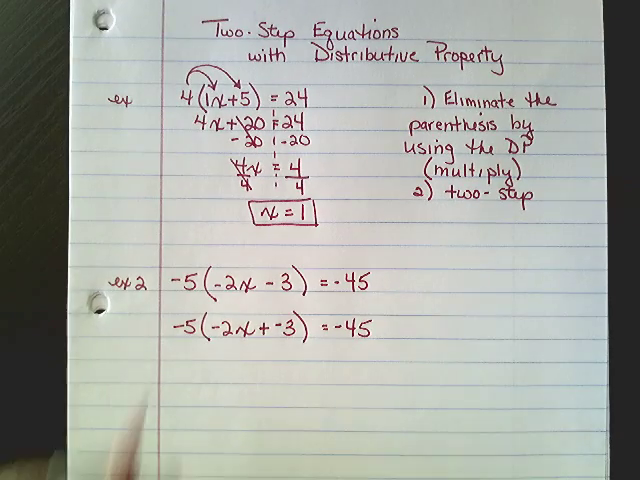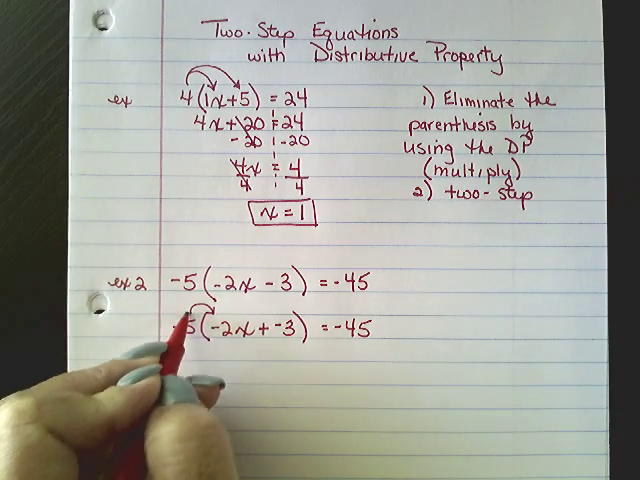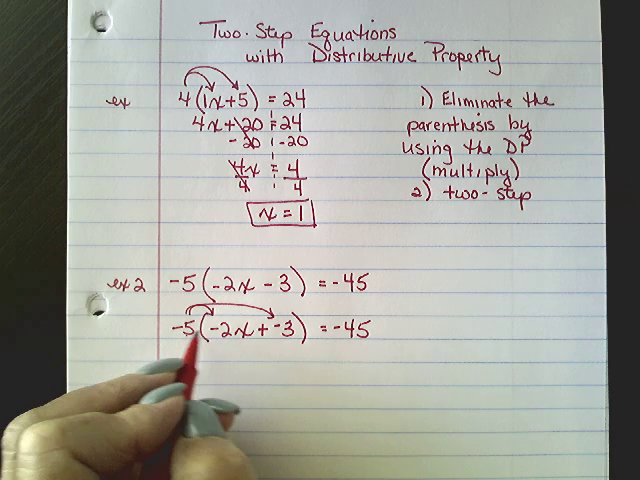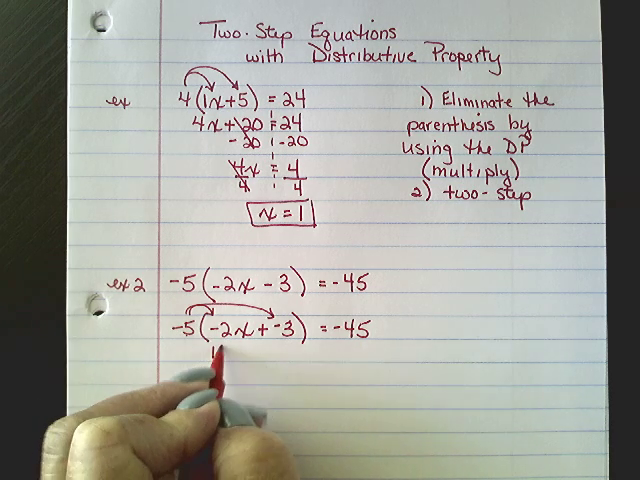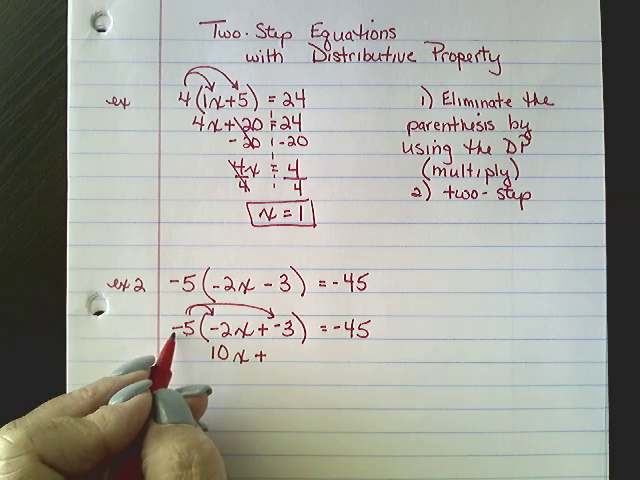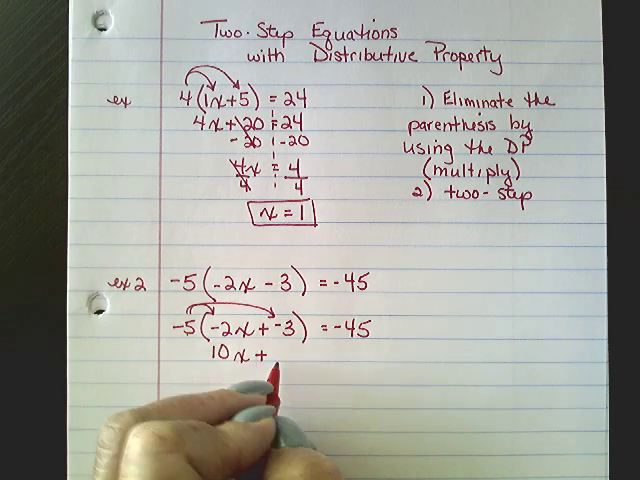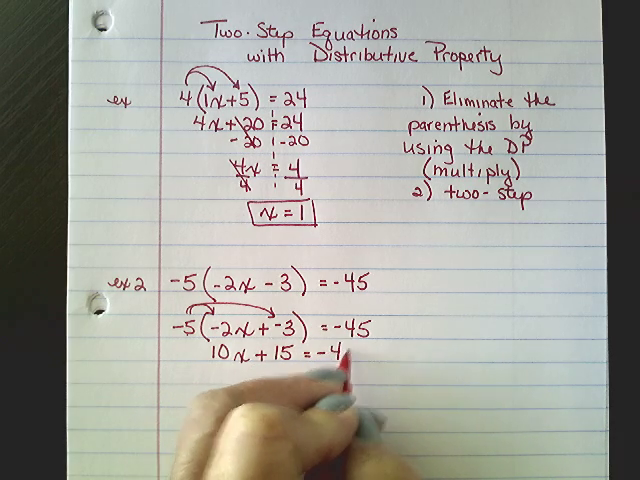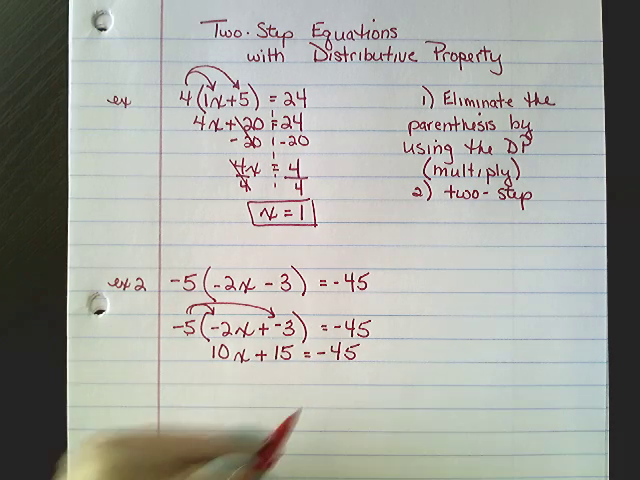All right, we are going to multiply. I like to draw those arrows so I don't forget that I'm multiplying whatever number's outside that parenthesis to everything inside the parenthesis. So negative 5 times negative 2 is a positive 10x. Negative 5 times negative 3 is positive 15. And that's going to equal negative 45.